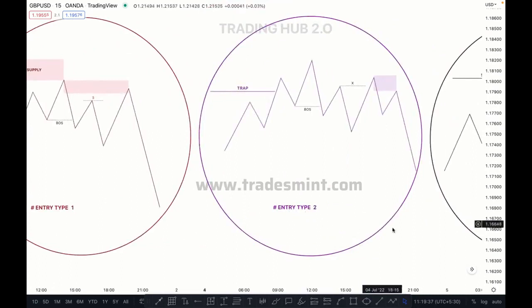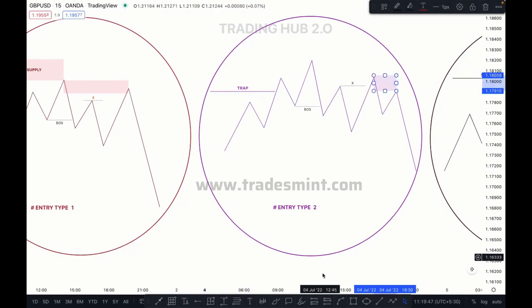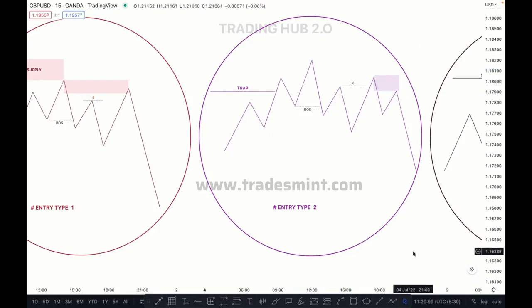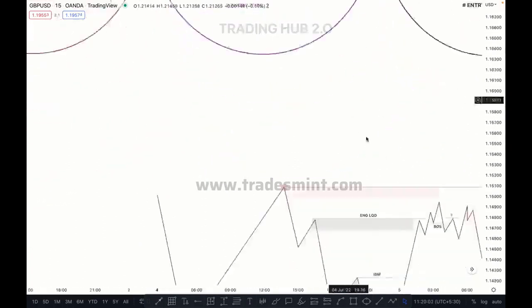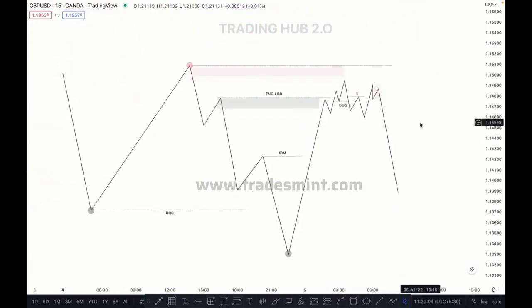And in entry type 2, market traps the buyers and sellers, and then breaks the structure, takes out the high, and we can sell here, not here, because there is no mitigation. That's why we are not willing to sell here. We are interested to sell here, and this is high probability, correct? So this is entry type 2, and let me show you how entry type 3 actually works, okay?